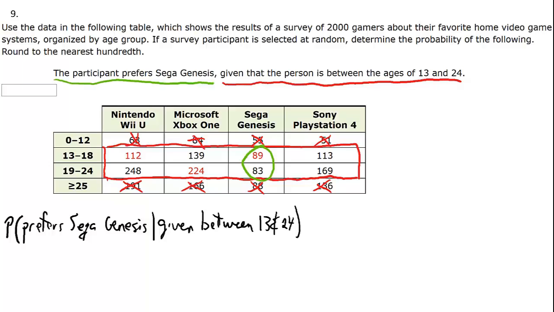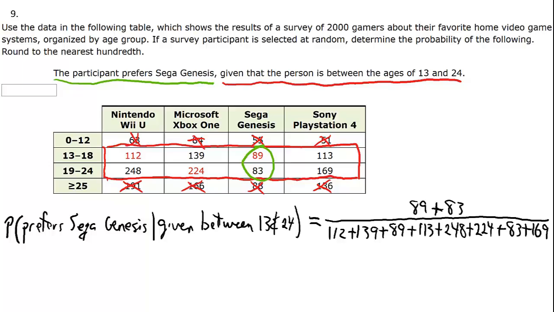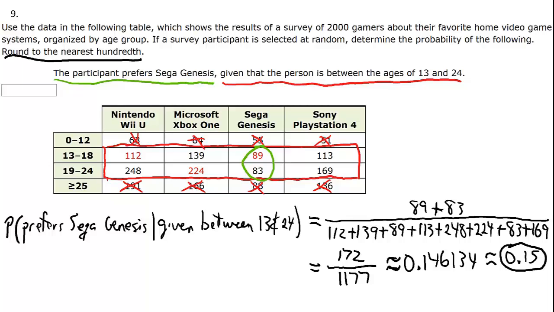So that's the probability that the person likes or prefers Sega Genesis. That's the 89 plus 83 over the 8 numbers on those middle 2 rows, which is the sample space after you've taken the condition into account. And if you do the addition, you end up with 172 over 1177. But this time they wanted you to round to the nearest hundredth. So this time you take your calculator, and you get about 0.146134. If you round that to the nearest hundredth, that would round up to about 0.15.